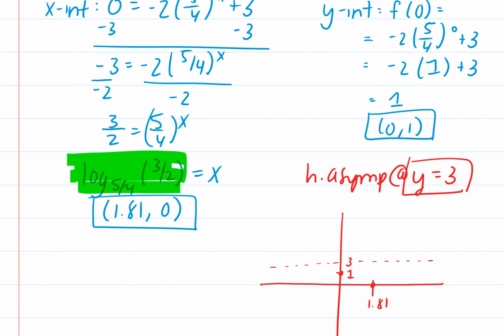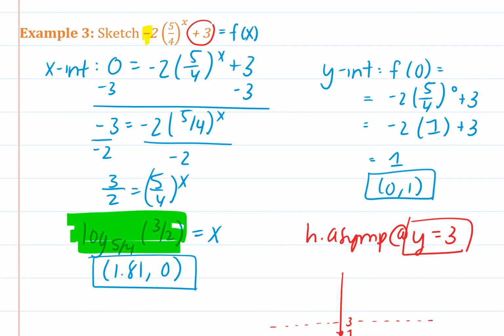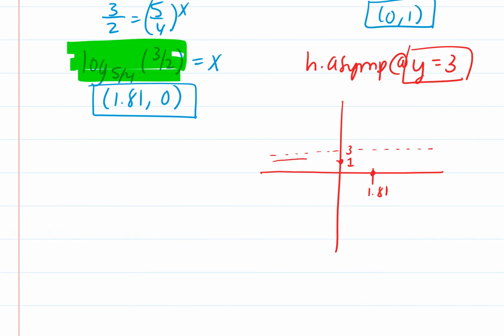So instead of having the shape like this, it's been reflected, so it should have this shape. Well, that's consistent with what we found for the intercepts and the asymptote. So here is our final sketch.